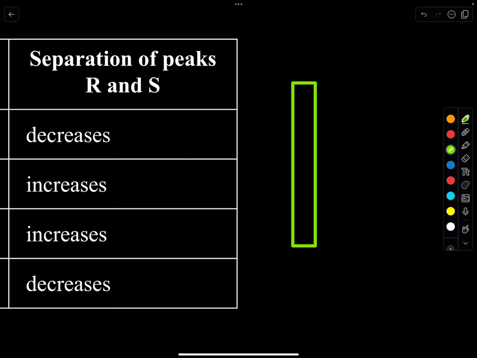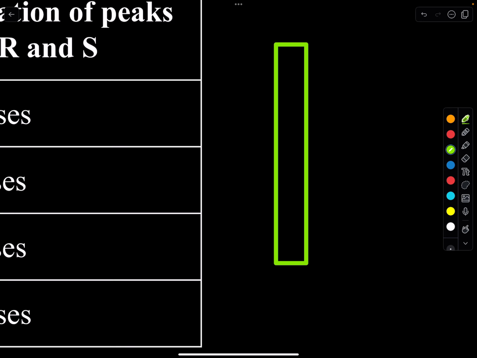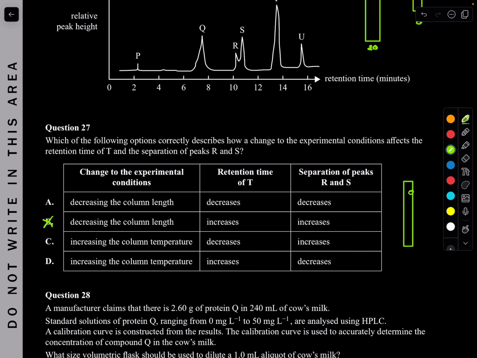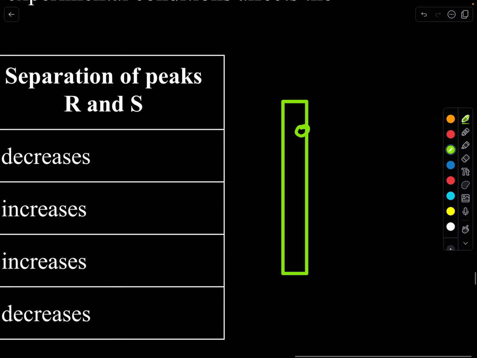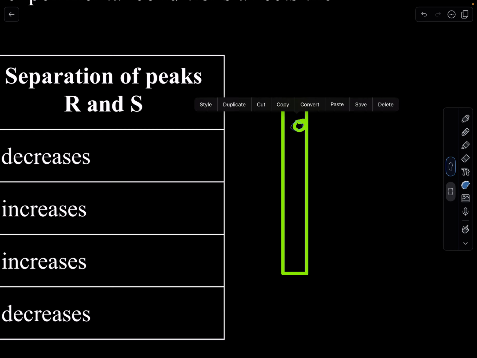So you have that column there. And basically you have the molecule T. Because it's very bonded to the stationary phase, it takes a very long time before it comes out of the tube, and hence the retention time is measured.